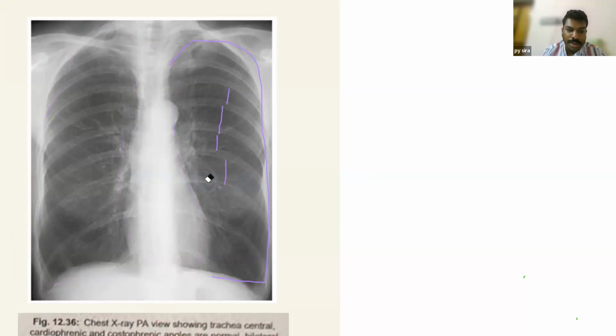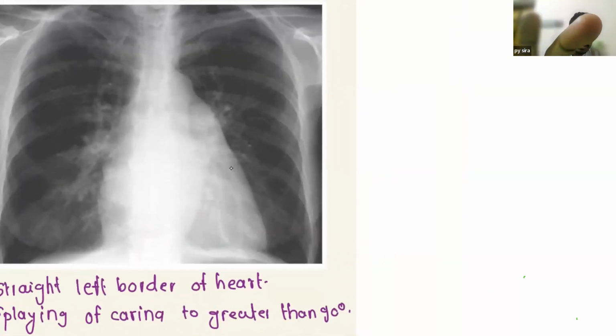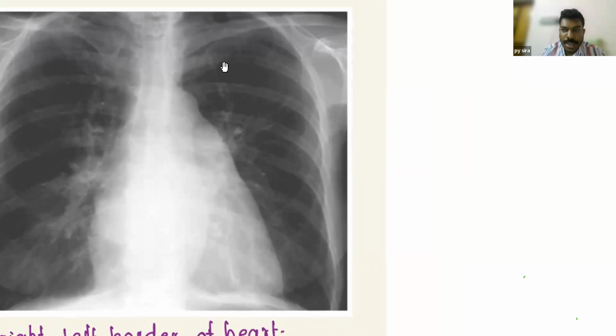These are the points you're going to tell in an exam also with regard to emphysema. Next is, what is this X-ray? You can see here the straightening of the left heart border. The straightening of the left heart border is usually seen in mitral stenosis. So in mitral stenosis, you get to see this picture.